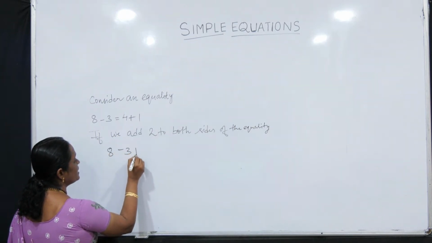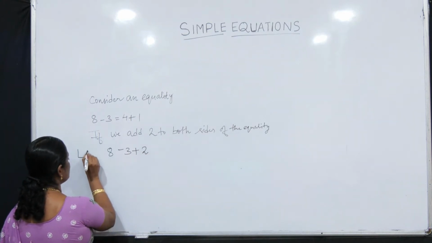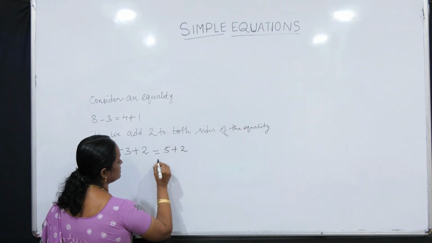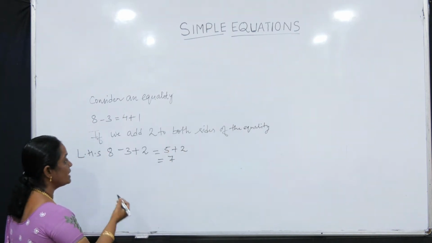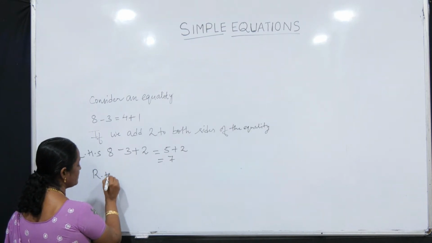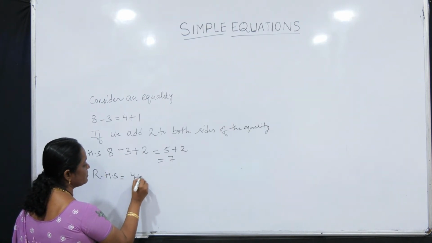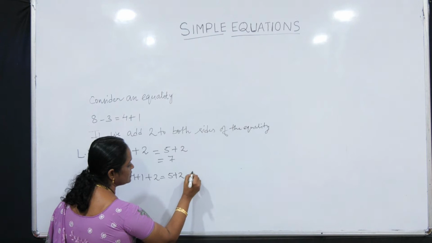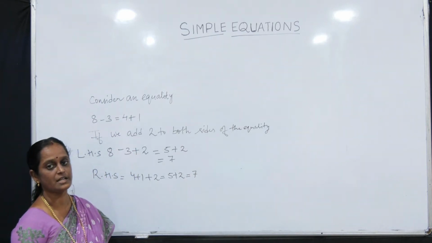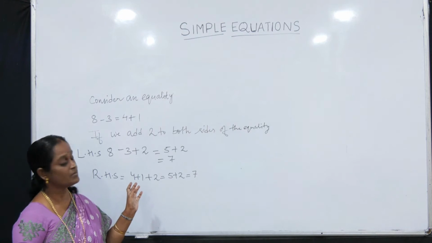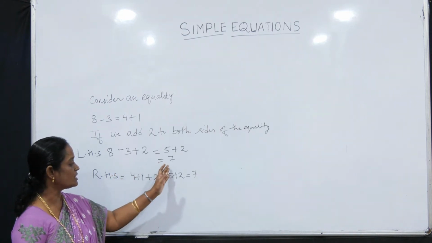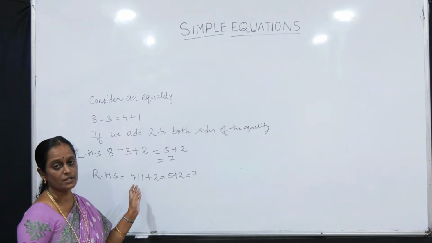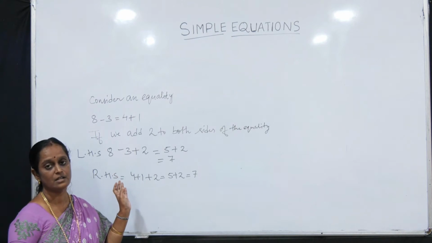the LHS will be 8 minus 3 plus 2. It will be 5 plus 2, that is 7. Now, if we add 2 to the RHS also, the RHS will be 4 plus 1 plus 2. It is 5 plus 2, 7. Now here students, you can see that the equality still holds because the new LHS formed is equal to 7 and the new RHS formed is also equal to 7. Here the equality still holds if we add 2 to both sides of the equality.